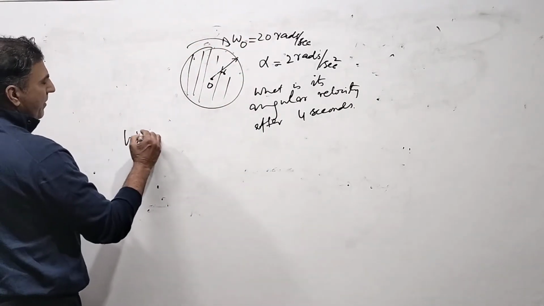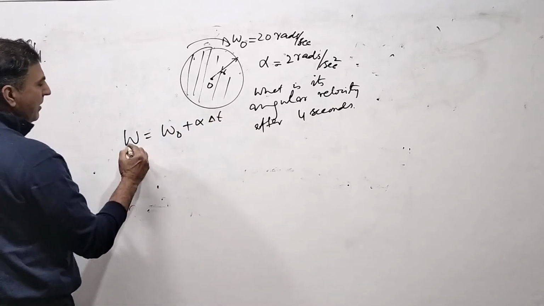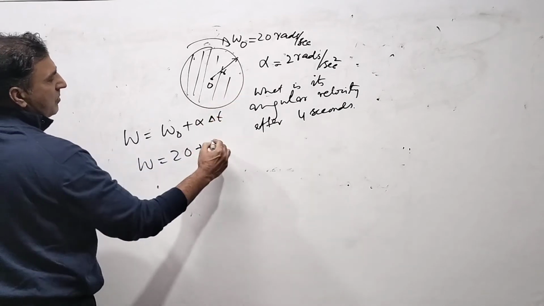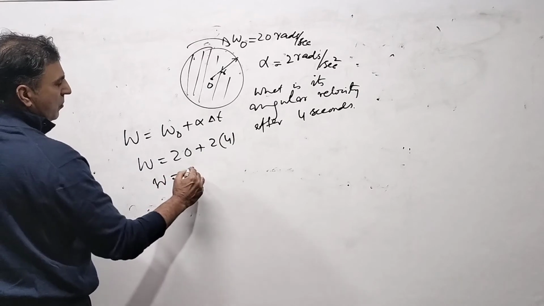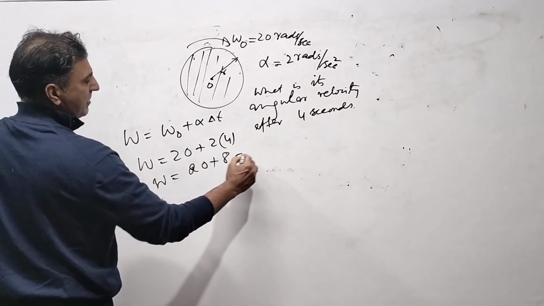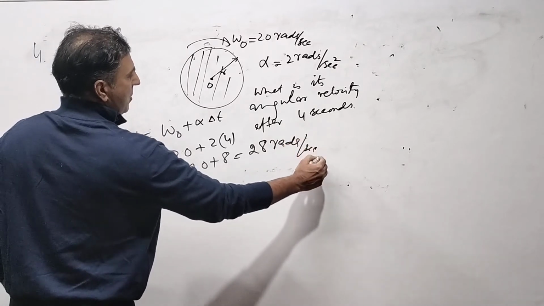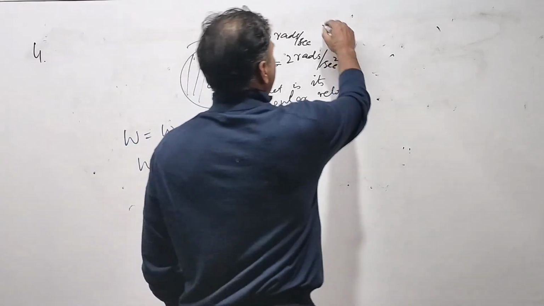Now what should I do? Let me apply the formula: omega is equal to omega 0 plus alpha delta t. Omega 0 is 20, alpha is 2, delta t is 4 seconds. So omega is equal to 20 plus 8, that is 28 radians per second. That is the answer.